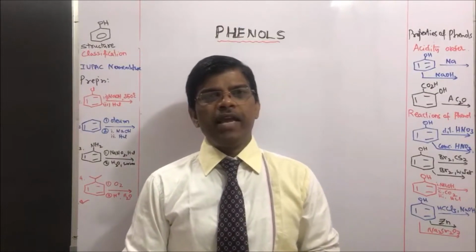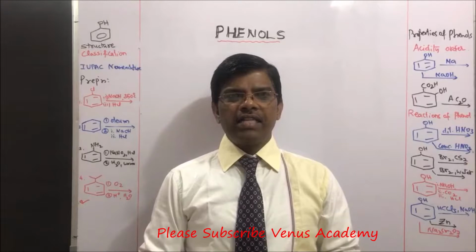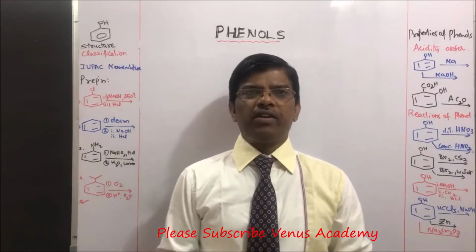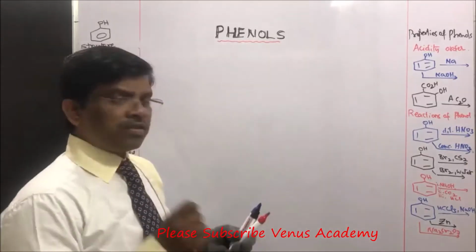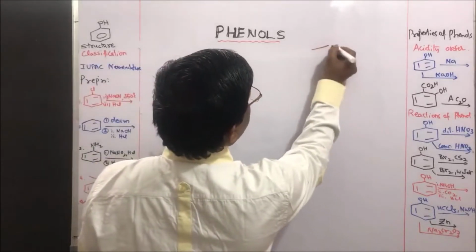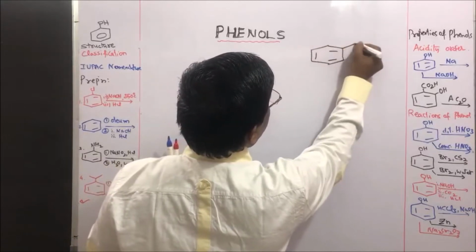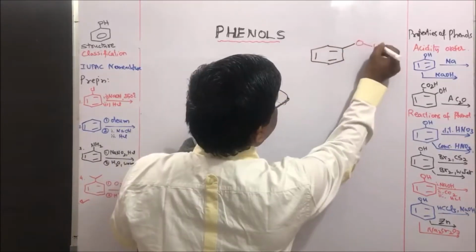Dear students, we have been learning organic chemistry chapters under alcohols, phenols and ethers. Today we are going to learn phenols. So what are the phenols? Phenols are the hydroxy compounds attached to benzene ring. So this is the benzene ring attached to OH bond.